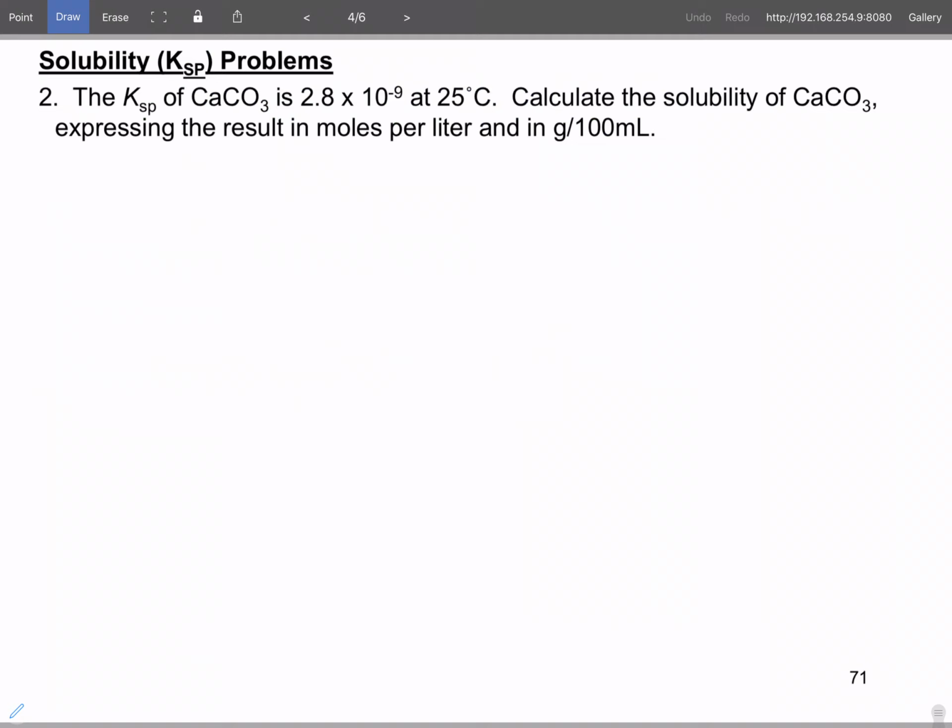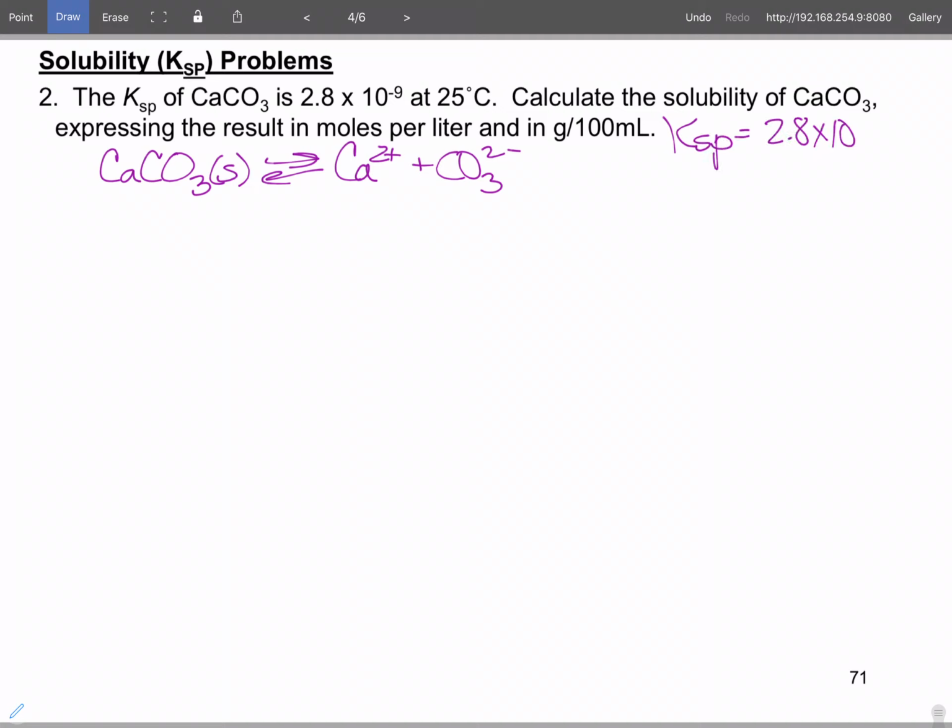So let's work our first one. The first one is the Ksp of calcium carbonate. That's your solid. We're going to set up our equation. It's going to be calcium 2 plus, carbonate 2 minus. We know that our Ksp is going to be equal to 2.8 times 10 to the minus 9. It was given. And we want the solubility of the calcium carbonate in moles per liter and in grams per 100 milliliters. The reason why it's done in grams per 100 milliliters is that's basically the standard way it's put into charts. So if you say the solubility is 5.2, then the assumption is this is grams per 100 milliliters. Whether you're talking to somebody in England or Australia or China or wherever, that's the standard by which you do it.